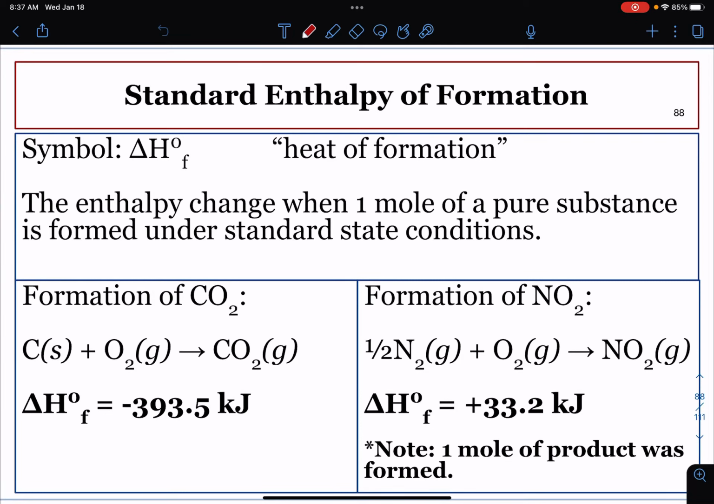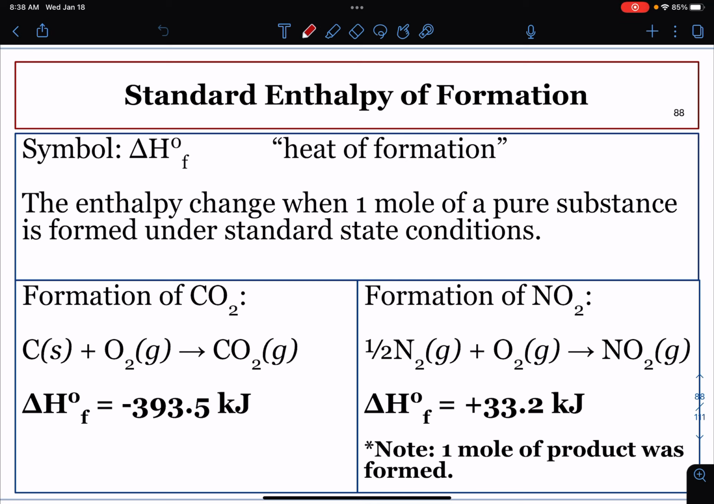Let's begin this video with a review of delta H by looking at the standard enthalpy of formation. These chemical reactions are synthesis reactions with only one product on the right-hand side of the arrow. The heat of formation, or delta H of formation, is always for the formation of only 1 mole of product. Here's two examples. The production of 1 mole of carbon dioxide releases 393.5 kilojoules per 1 mole of carbon dioxide. The negative sign tells us that this amount of heat is being released.